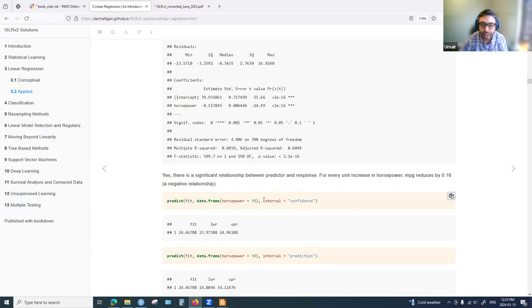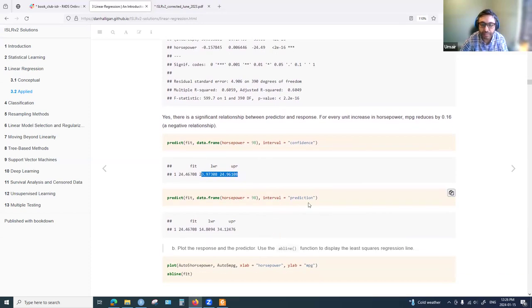With interval equals to confidence, it gives us the 95% confidence interval of the predicted value. So this is the predicted value, the average value, and this is the lower and the upper confidence intervals. Similarly, if we ask for prediction intervals, this would now contain the irreducible error as well. And so the lower and upper prediction intervals will be larger in absolute terms compared to the confidence interval.